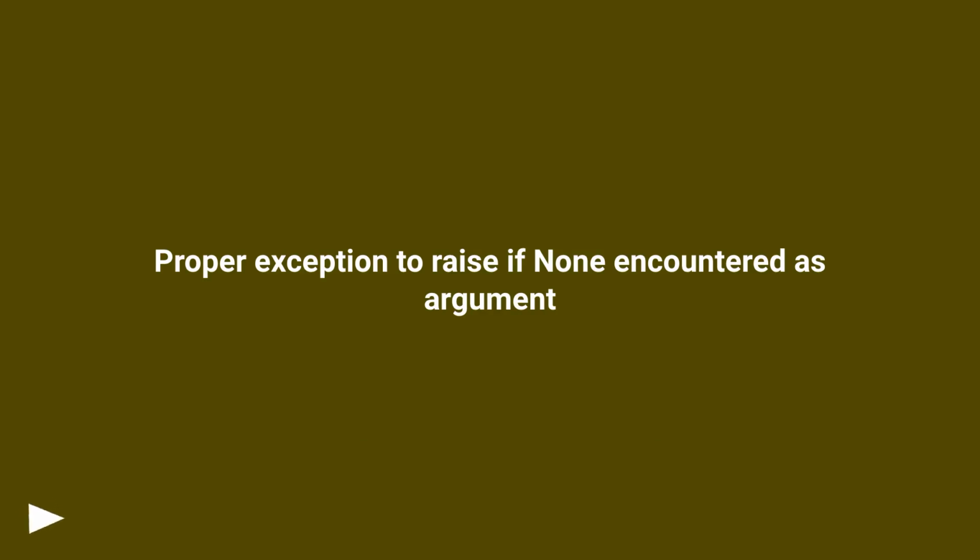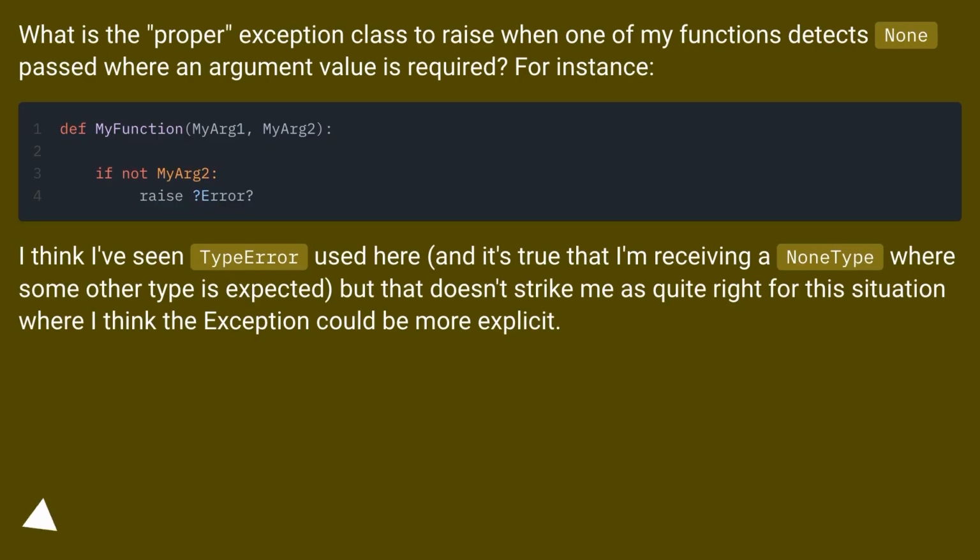What is the proper exception to raise if None is encountered as an argument? What is the proper exception class to raise when one of my functions detects None passed where an argument value is required? For instance, I think I've seen TypeError used here, and it's true that I'm receiving a NoneType where some other type is expected, but that doesn't strike me as quite right for this situation, where I think the exception could be more explicit.